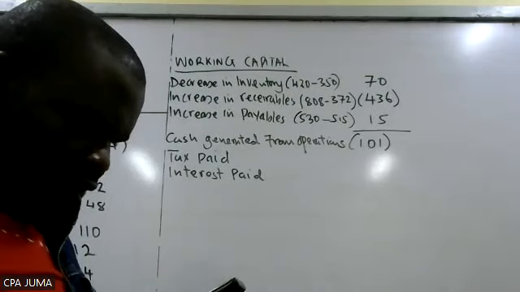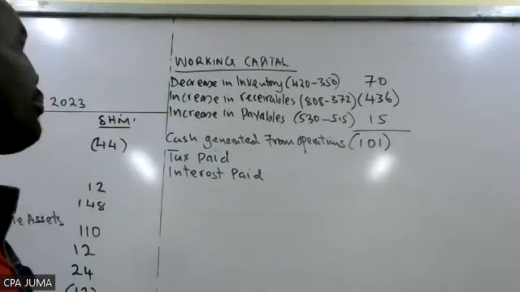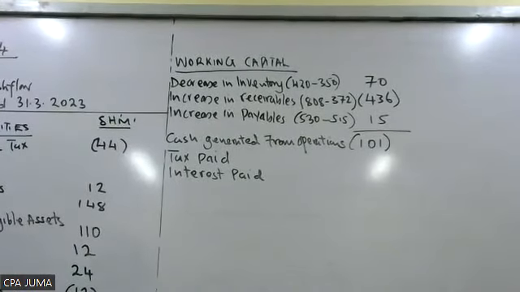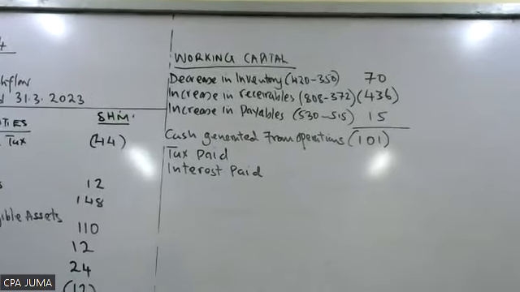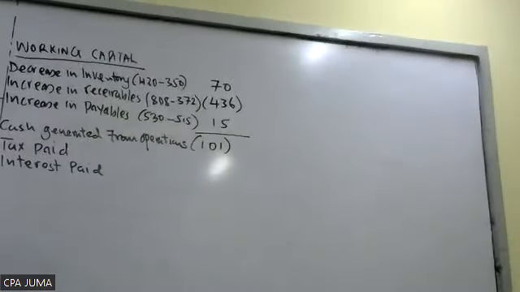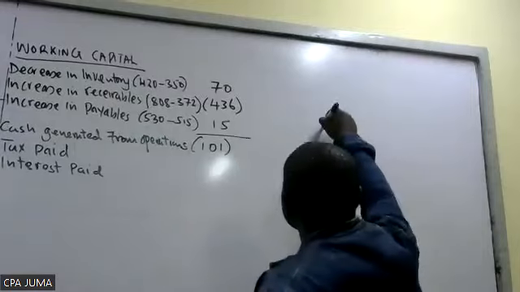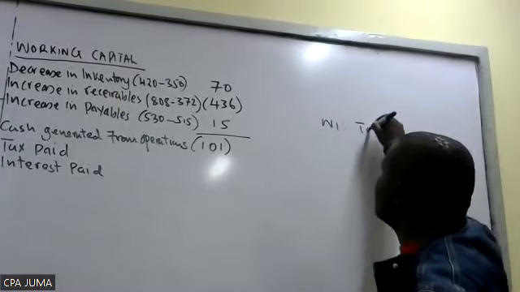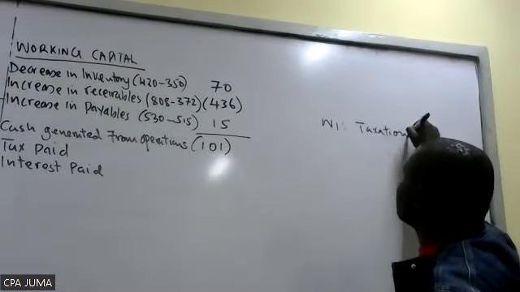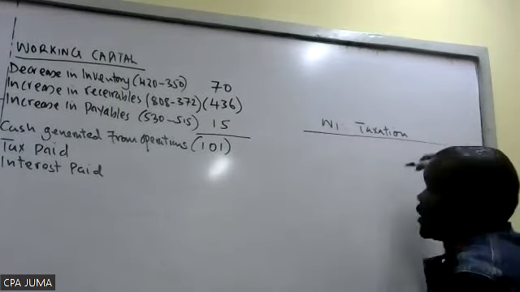Okay, so here we will have to be very thorough. For tax, let's have a small working outside there. So have a working, call it working one, taxation.